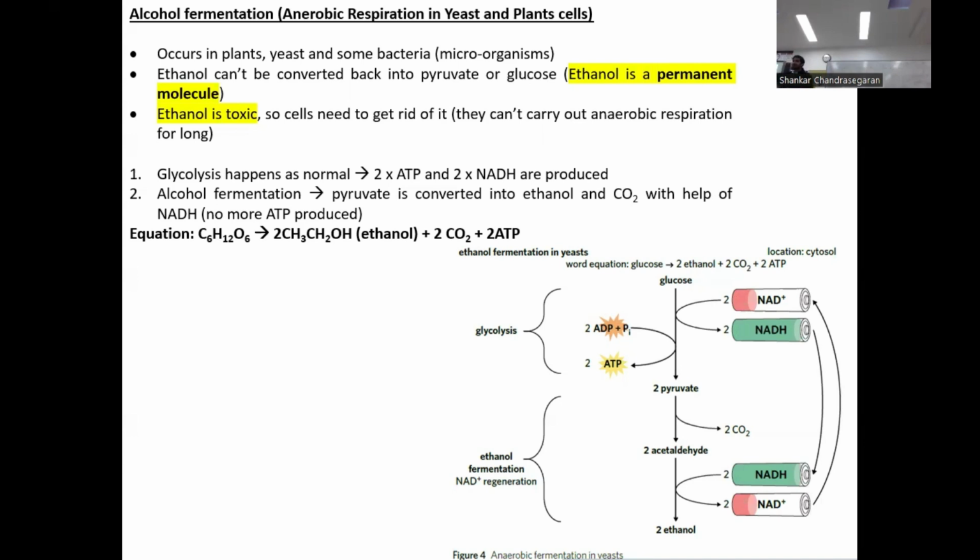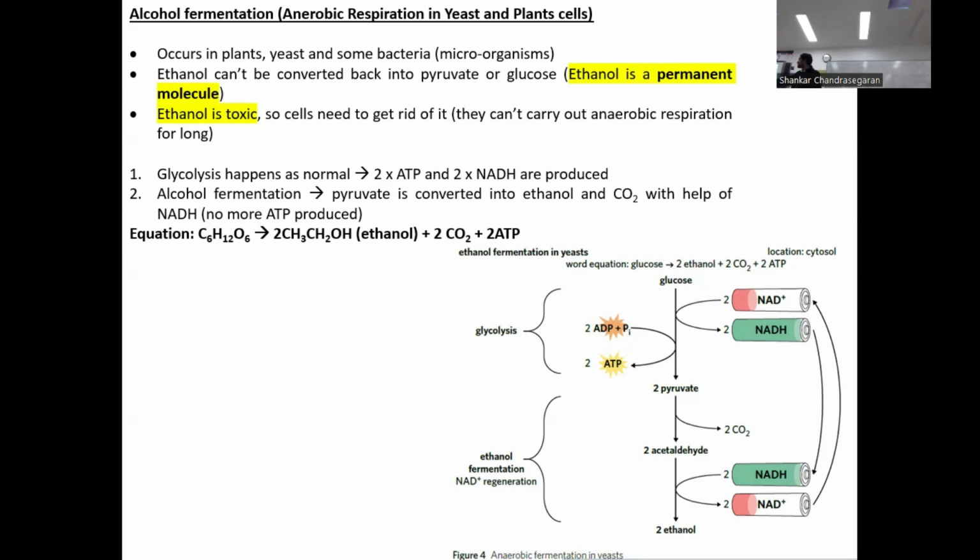So cells need to get rid of ethanol immediately after it is made, or it will essentially kill the cell itself if too much builds up. Same with the other form, lactic fermentation, alcohol fermentation also requires two steps, right? Glycolysis occurs, and then we move on to the alcohol fermentation. In glycolysis, the same things happen: 2 ADP is used, 2 ATP is used, 2 NAD plus is used, and one molecule of glucose is used to generate a net gain of 2 ATP and 2 NADH, and also the 2 pyruvate molecules, right? So you definitely need to know what goes into glycolysis and what comes out, so you can write that down.